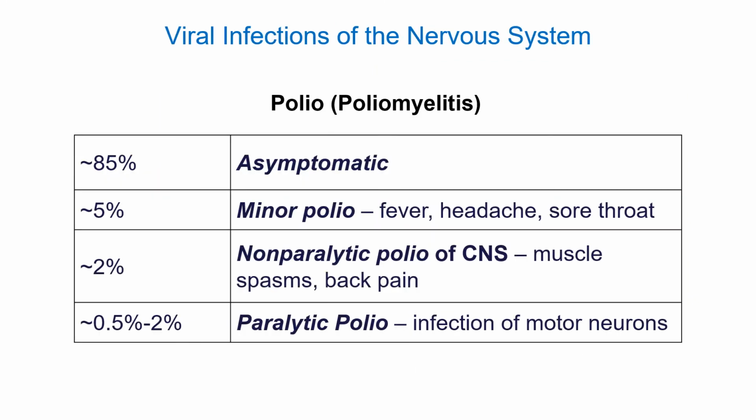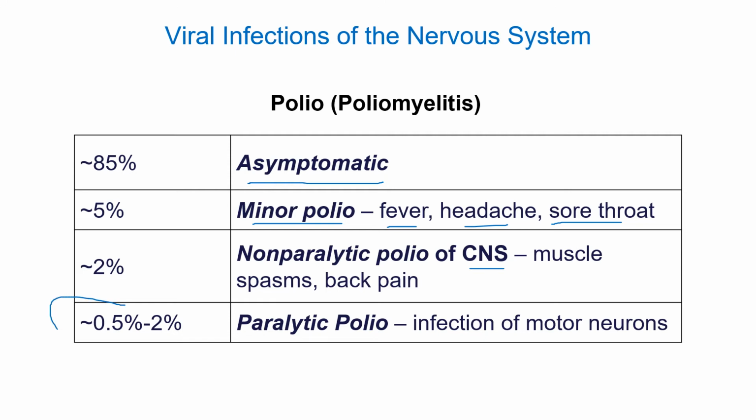If you take a look at this, this is showing what happens in most polio cases. A large percentage of people are asymptomatic, so no symptoms or either mild gastrointestinal symptoms. Sometimes people get minor symptoms, so fever, headache, sore throat, nothing really too serious. And then in a number of cases, sometimes people get infections of the central nervous system, which can lead to either non-paralytic polio or paralytic polio.